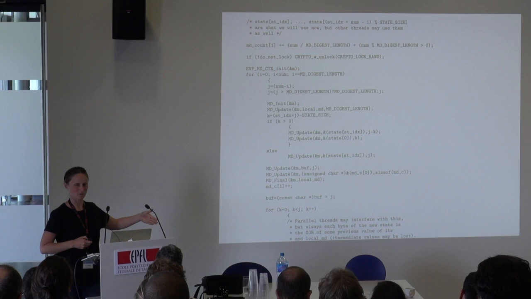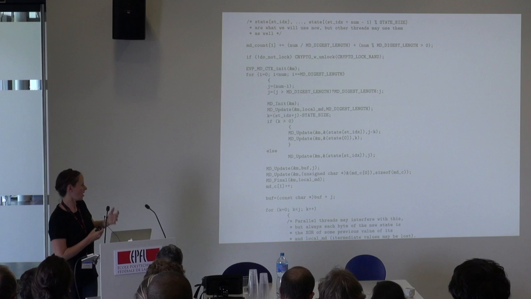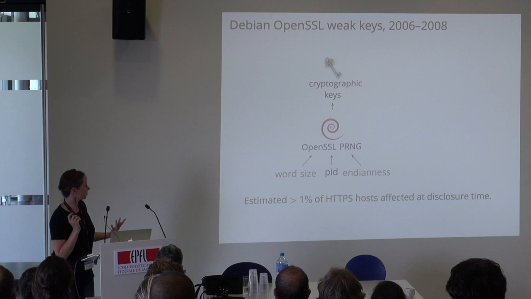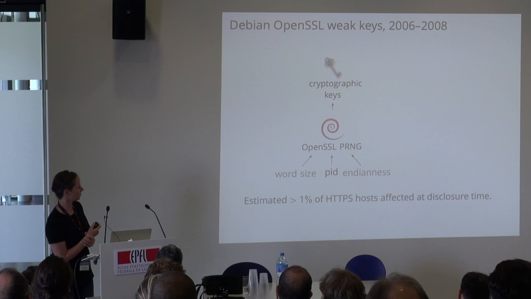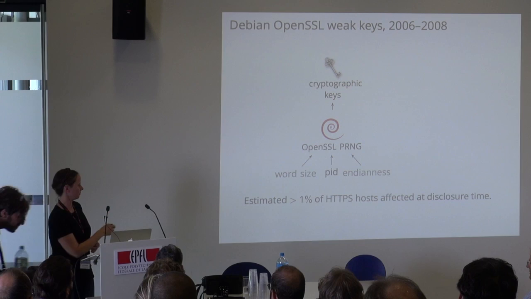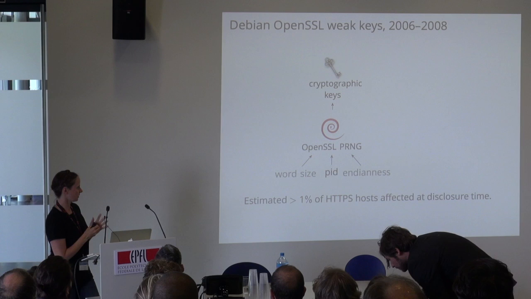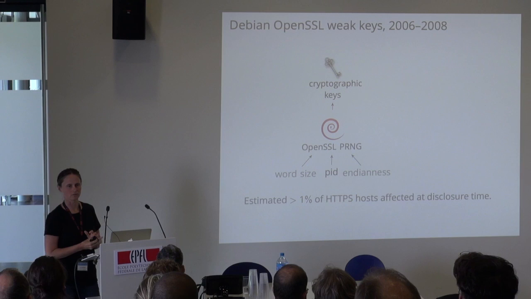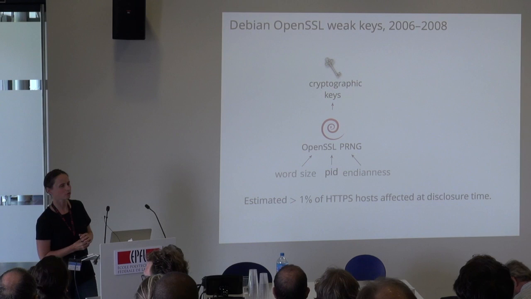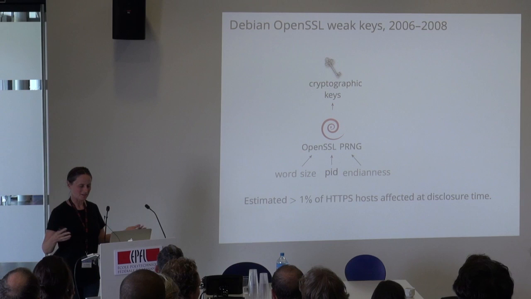So in doing that, he commented out the one line that was actually incorporating entropy into the random number generator, and the result was that the only source for generating keys from OpenSSL for 2 years was the process ID, and then there was some difference depending on your architecture. People were less good at scanning the entire internet at the time, but the estimates were that at least 1% of all HTTPS hosts on the internet were affected by this at the time that it was disclosed. So it took 2 years for someone to notice that, in fact, many hosts were generating the same cryptographic keys.